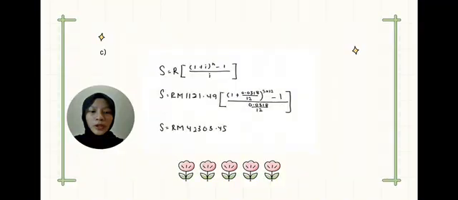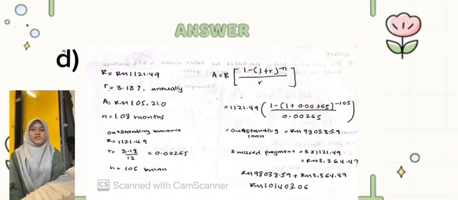The question is, immediately after paying for 6 years, Suraja wants to settle the loan in full. How much is the amount that Suraja needs to pay? The outstanding arrears. The formula is S equals R multiply [(1 plus i) power n minus 1] divided by i. S equals 1,121 ringgit 49 cents multiply [(1 plus 0.0318 divided by 12) power 3 multiply 12 minus 1] divided by 0.0318 divided by 12. The value for S is 42,302 ringgit 45 cents.